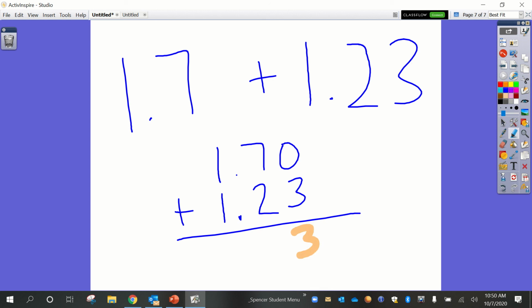I guess I'm answering with highlighter. In the next column, it's tenths. So we have 7 tenths plus 2 tenths, and that's going to give us 9 tenths. The decimal stays in this exact same spot, and then 1 plus 1 is 2, 1. So the answer is 2 and 93 hundredths.